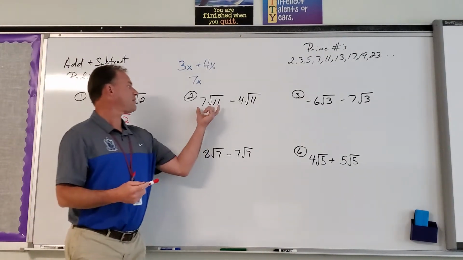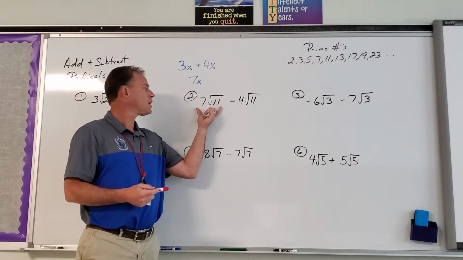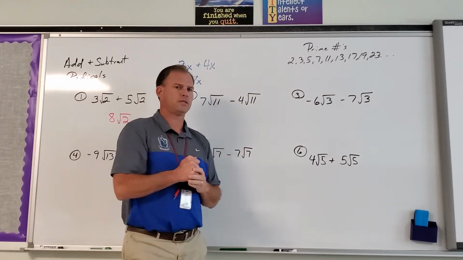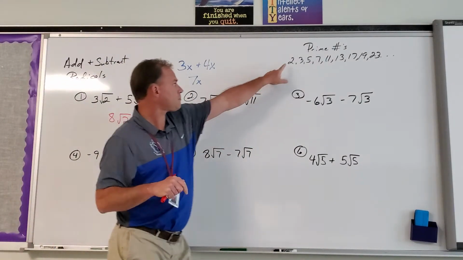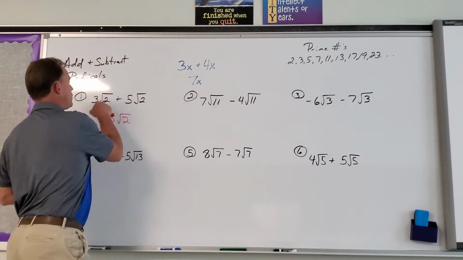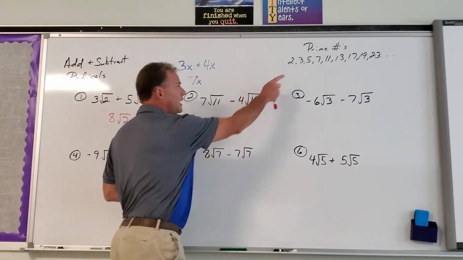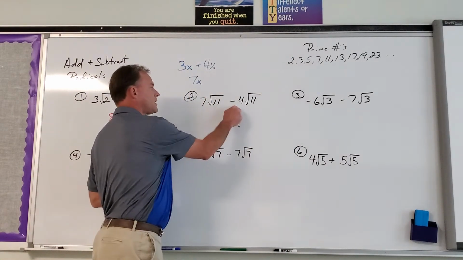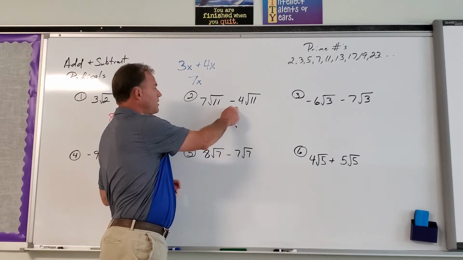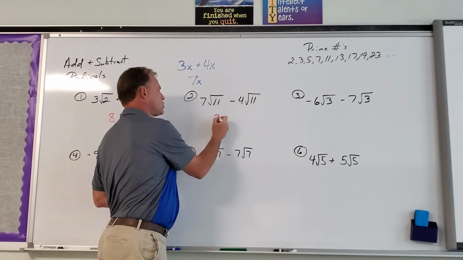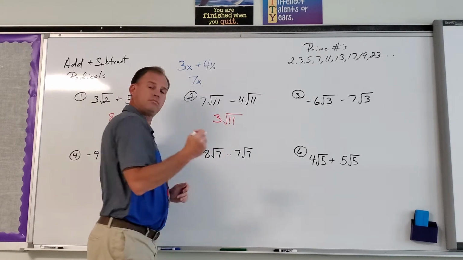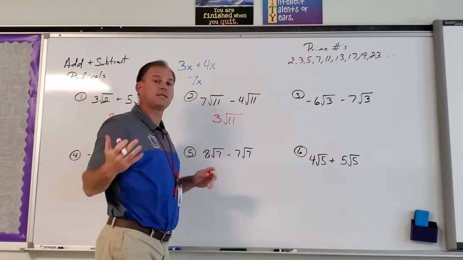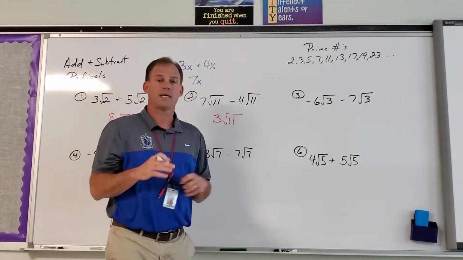Number 2, if I have 7 root 11 minus 4 root 11. Before we get to the adding and subtracting part, I want to point something out. 2 is a prime number, so we know this radical cannot simplify. 11 is a prime number, so we know that radical cannot simplify. So then I can go on and combine the like terms. 7 minus 4 is 3 root 11. Don't change what's in the radical because it's already prime, it's already as simple as it's going to get, and when I combine like terms, I don't change it.